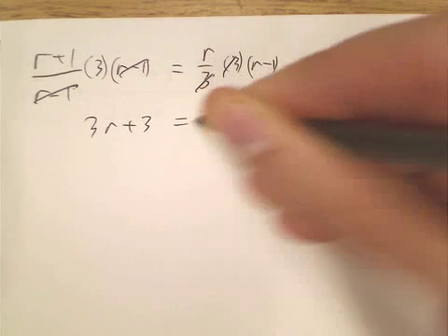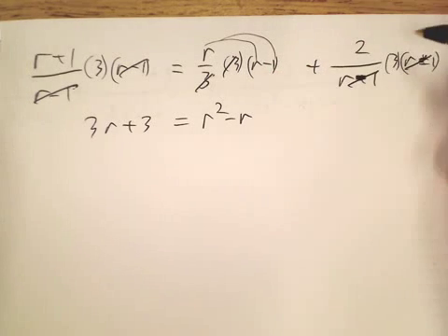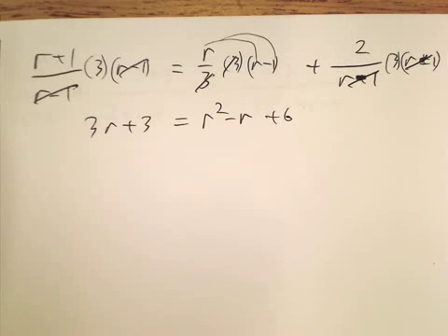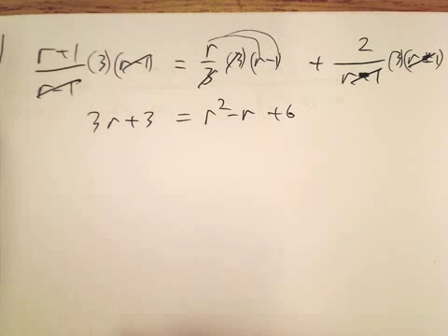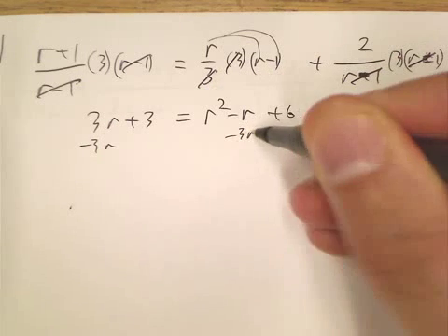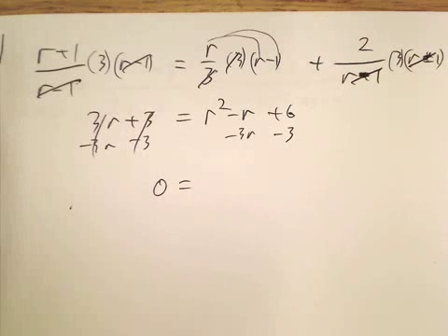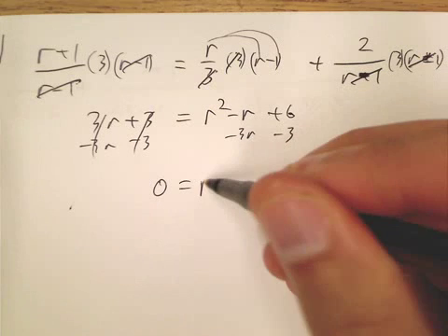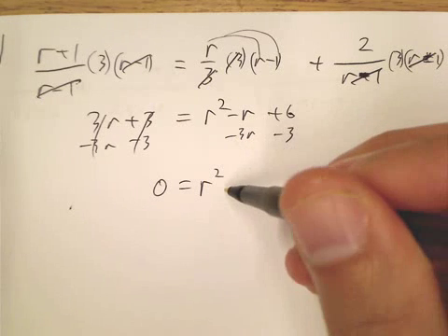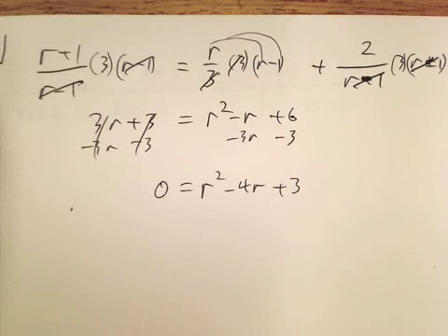Okay, so distribute the 3 here. 3r plus 3 is equal to r times both of those, r squared minus r plus 6. Okay, just 2 times 3 there. I like my r squared to be positive, so let's get rid of everything over here. Minus 3r, minus 3r, minus 3, minus 3. Okay, r squared, negative r minus 3r, that's negative 4r plus 3. And let me pause this, let you finish it off.